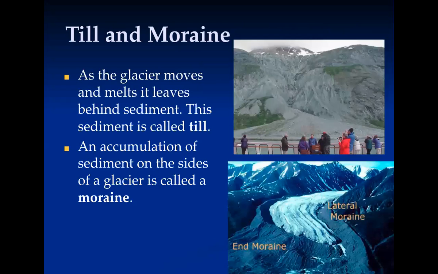One of the last pieces is till and moraine. Okay, so as glaciers move and melt, it leaves behind a sediment. Okay, and this sediment is called till. An accumulation of sediment on the sides of the glacier is what is called moraine. So the till is the actual sediment, and when that sediment builds up, that is what we call moraine.